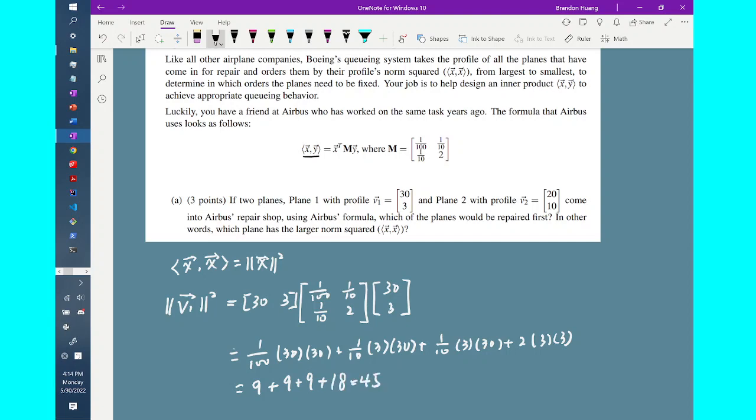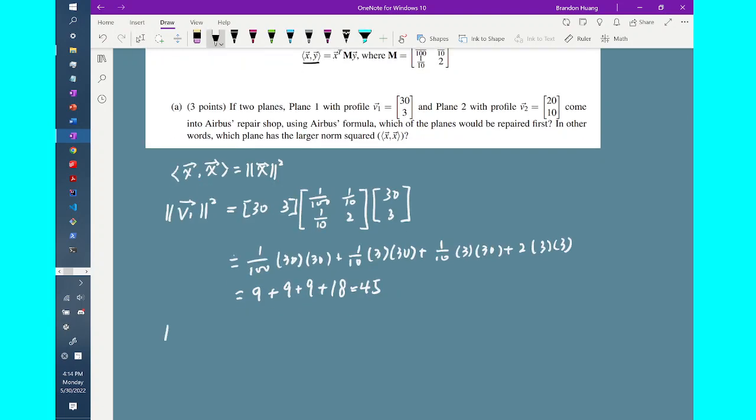45. Now I have to deal with the second profile's norm squared, which will still take this form of computation, except the numbers change a little. So I'm still going to write out the matrix notations.